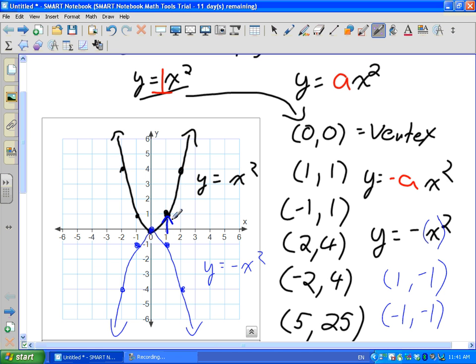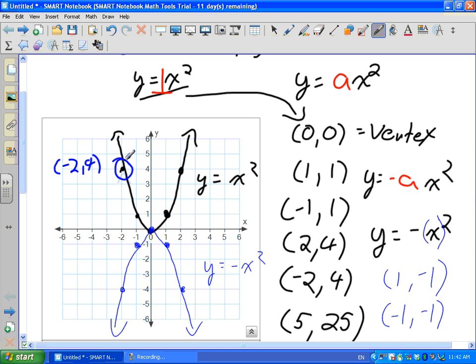If I were to go, let's say, over 4, how would I know where to put my y-coordinate? 4 squared. What would 4 squared be? 16. So I would go over 4, and then from this point up 16 units. So I'd have some point at 4, 16, somewhere up there. If I go in the negative direction 2, and I square negative 2, what do I get? 4. So I go back 2, up 4, and my coordinate is negative 2, 4. Exactly what I have here.